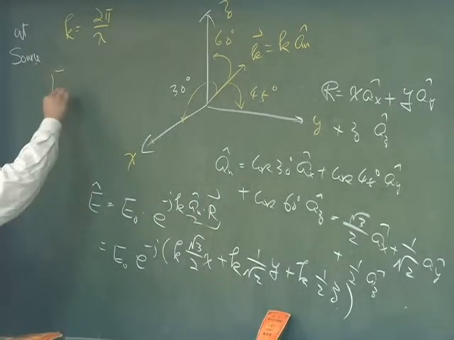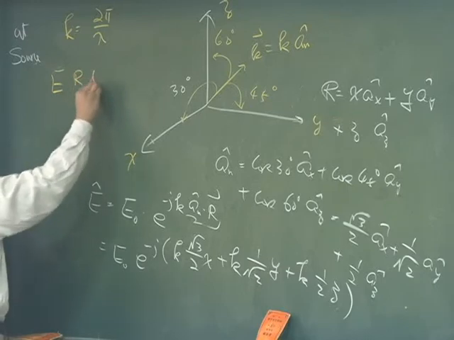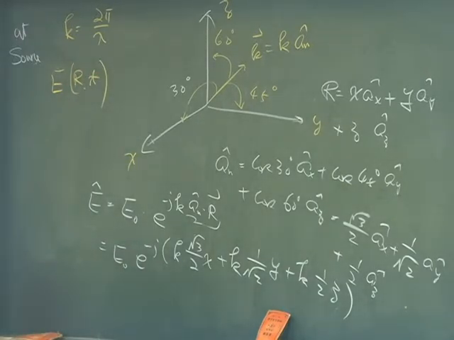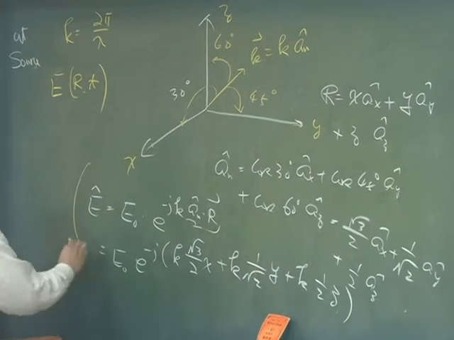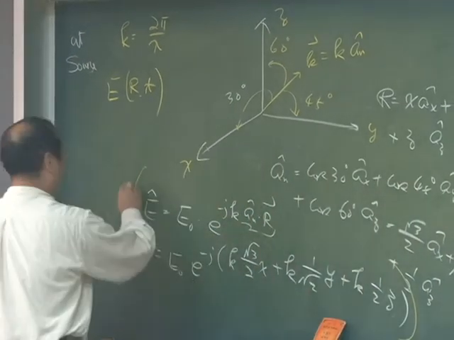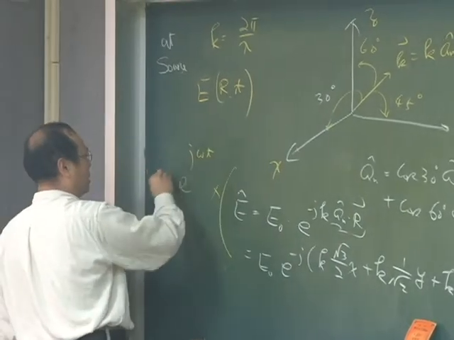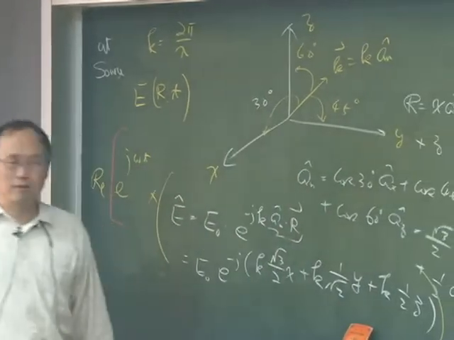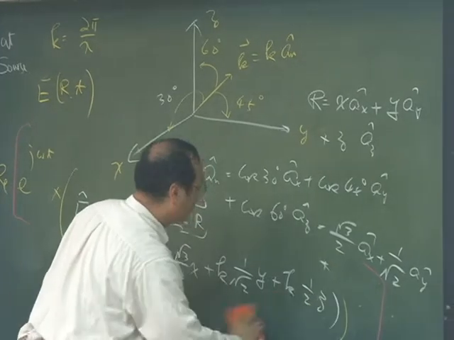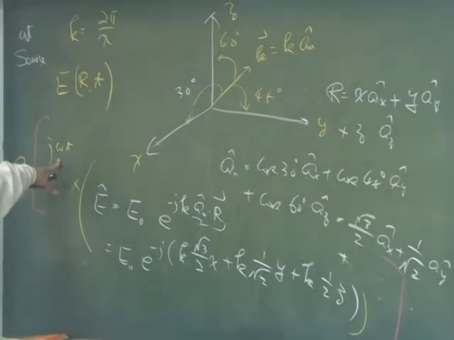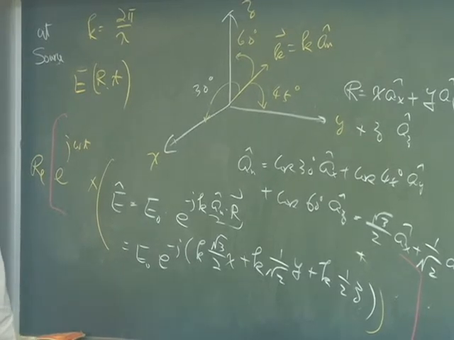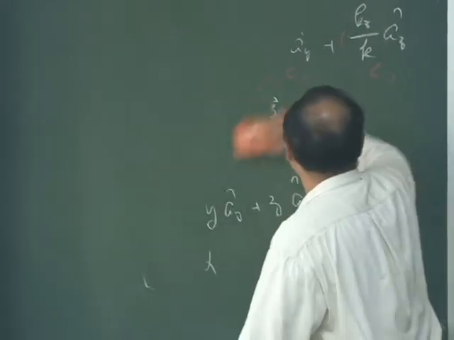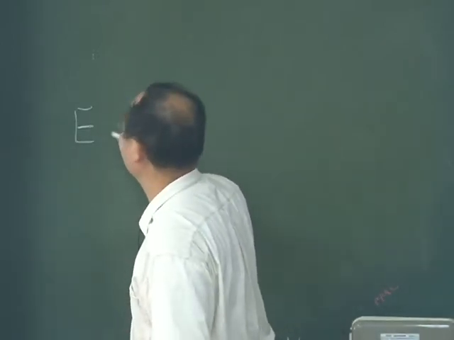Now, how would you write down E(r,t)? You basically multiply the whole thing with the exponential j omega t and take the real part of this. Okay, you multiply the whole thing by exponential j omega t, and then take the real part of it, so you can write this expression quickly.